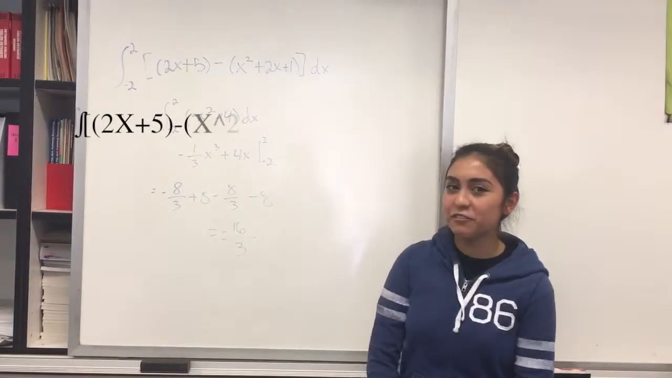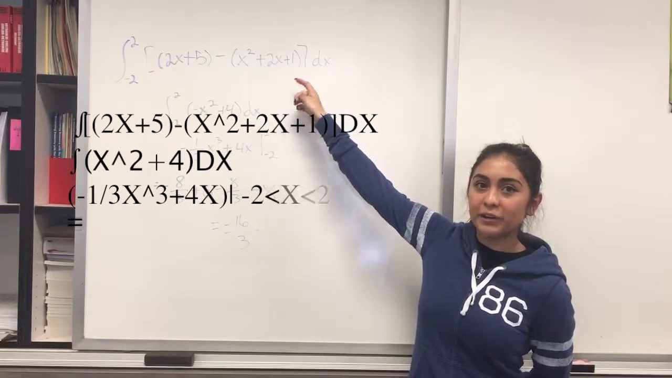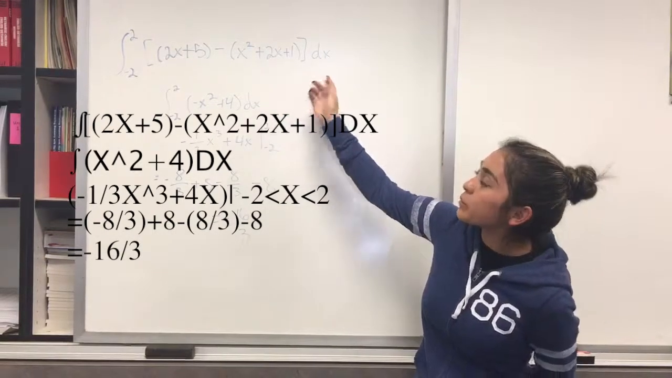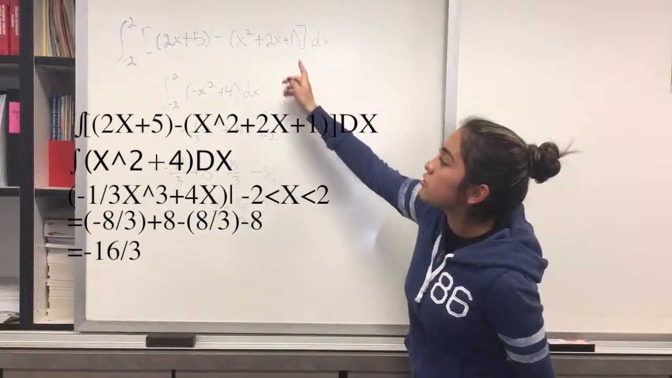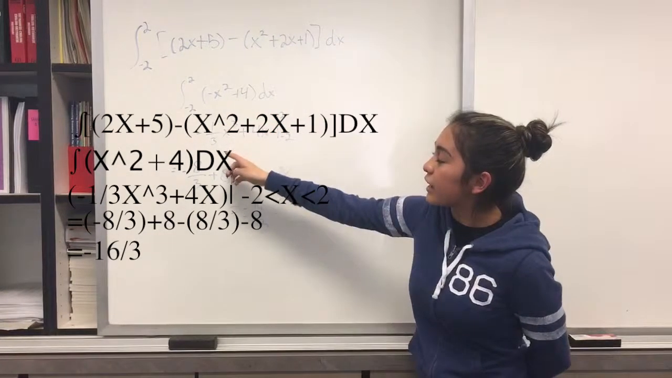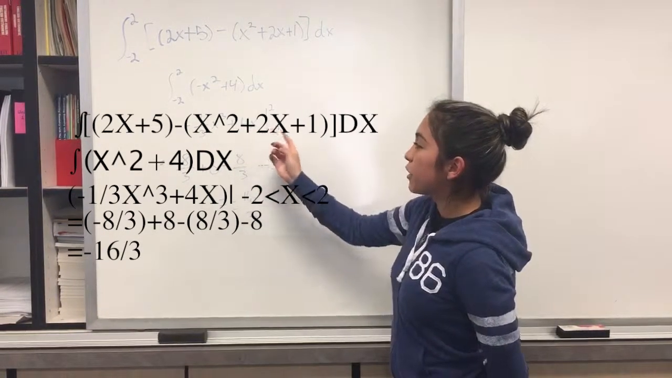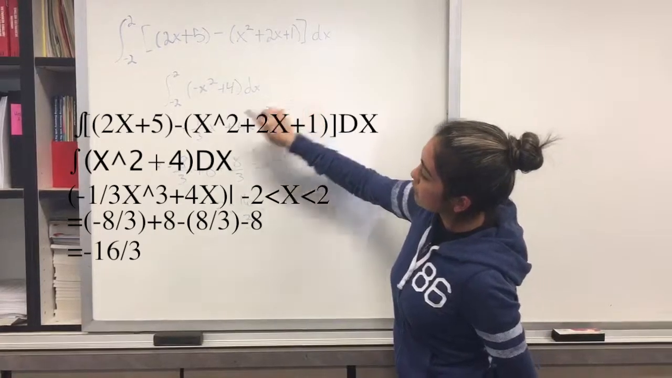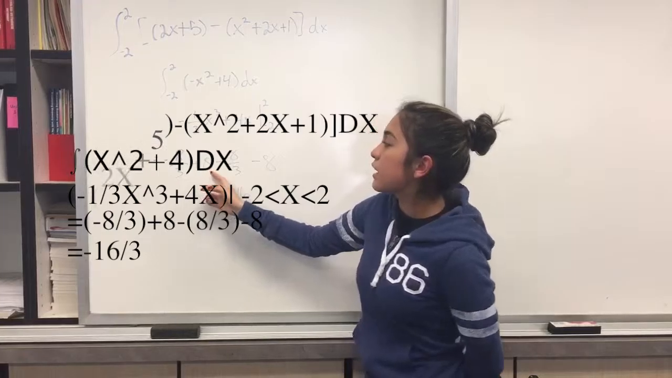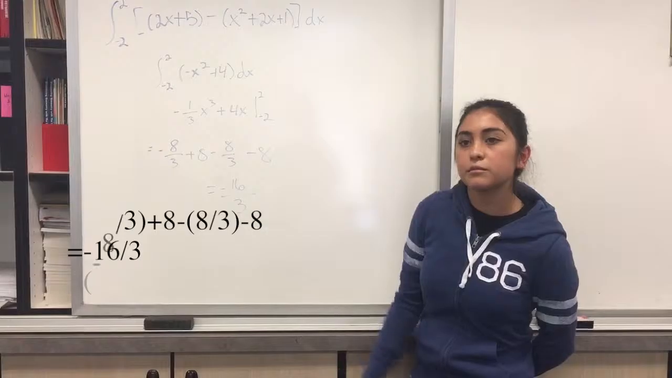From the graph before, 2x plus 5 was on top, and the parabola x squared plus 2x plus 1 was on the bottom. So you would put 2x plus 5 first, and x squared plus 2x plus 1 second. You combine the two equations, and you get negative x squared plus 4. Then you find the integral of that, and you get negative 1/3 x to the third plus 4x. Then you plug in the bounds, so you would get negative 8/3 plus 8 minus 8/3 minus 8, and in the end you would get negative 16/3.